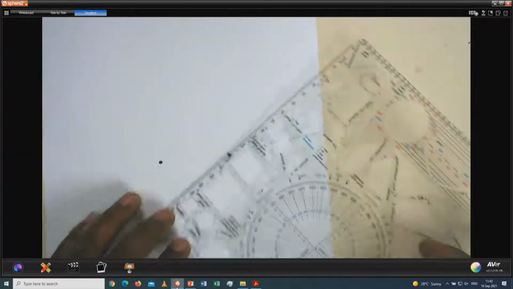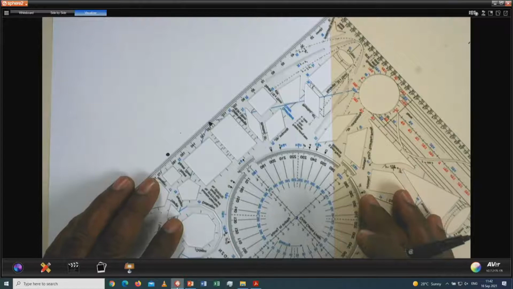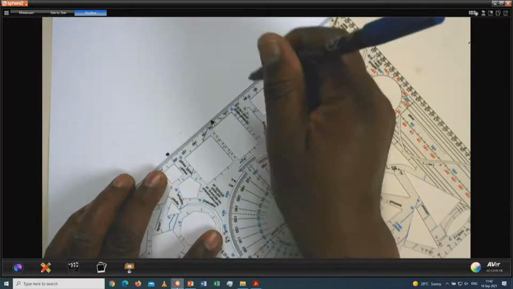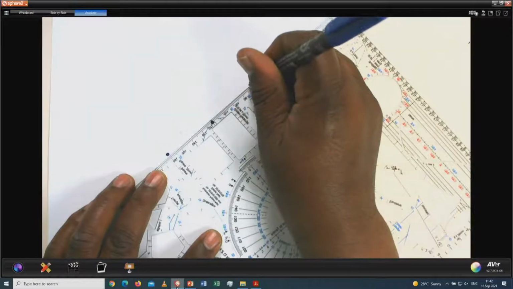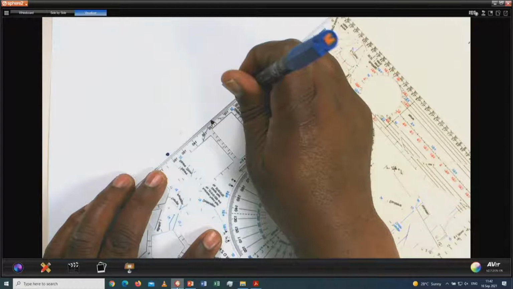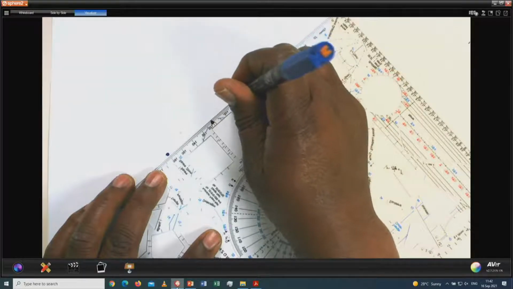Let me start here with a point, right? And after that, please observe and try and tell me what I did. Just observe what I'm doing there.